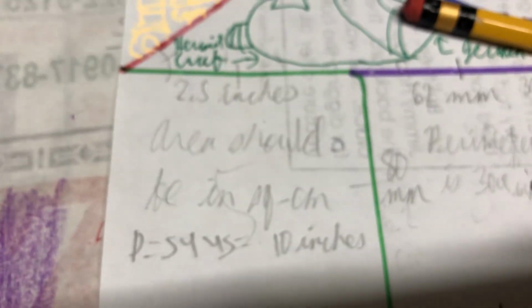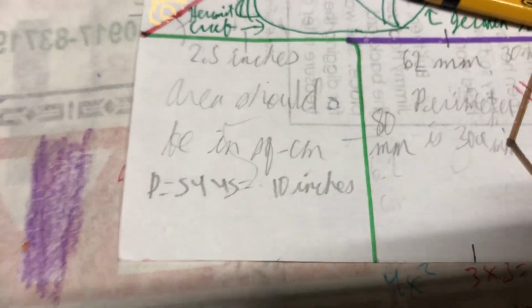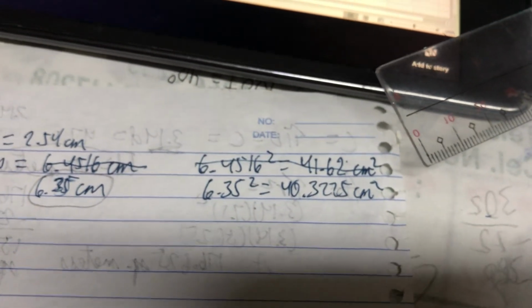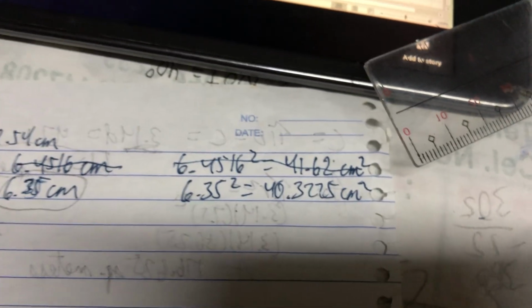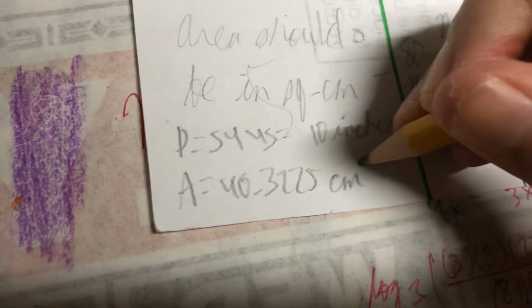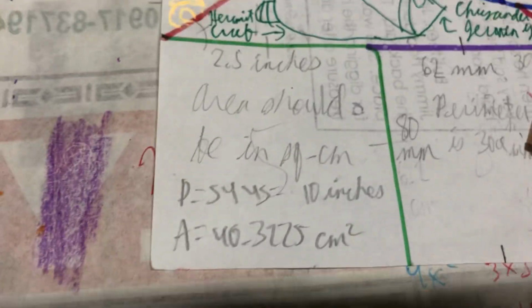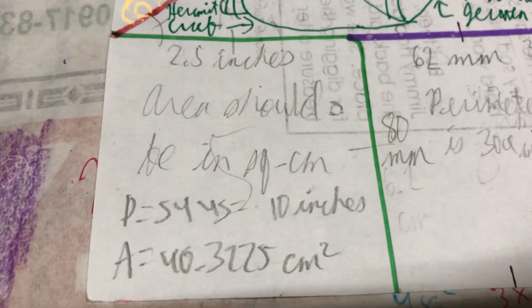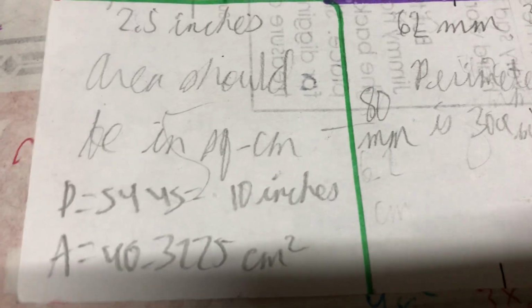But that's okay. Now to solve for the area, the area is 6.35 squared. And when we square that, we should get 40.3225 square centimeters. So this is our area, 40.3225 centimeters squared.